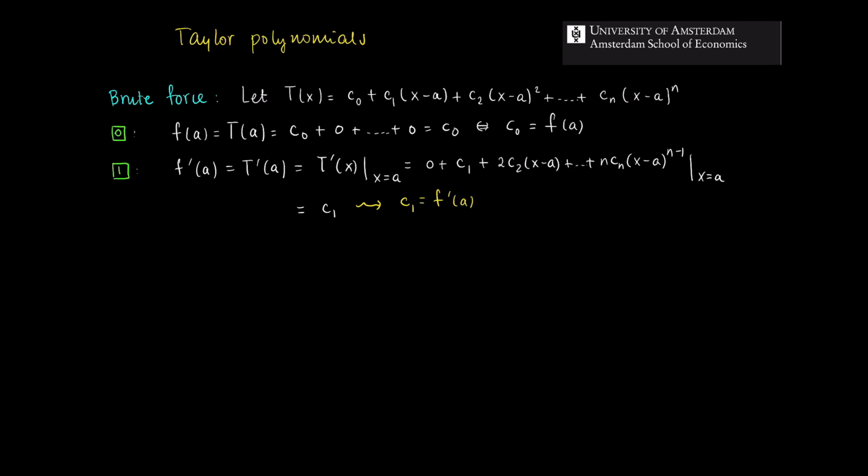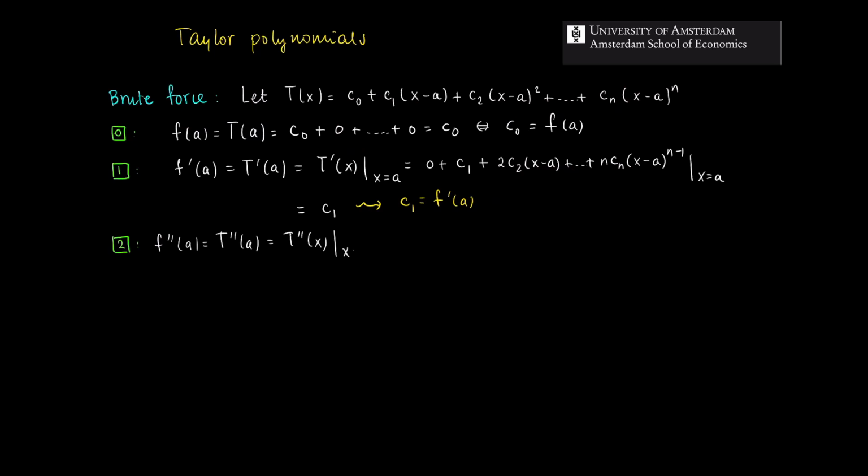Okay, so this machinery does work so far. So now we look at the second condition. The second condition says that the second order derivative in a of f should be equal to the second order derivative of t in a. So what does it mean?